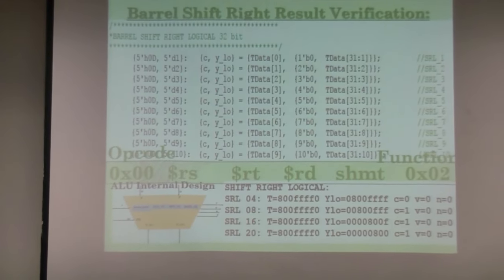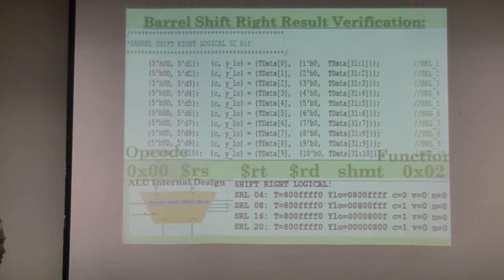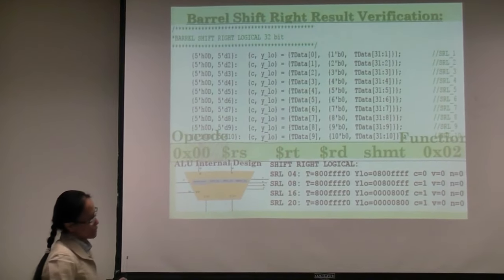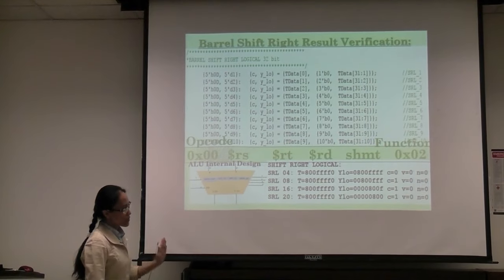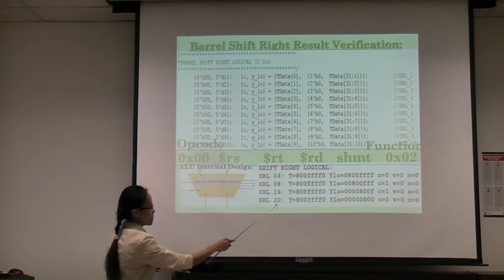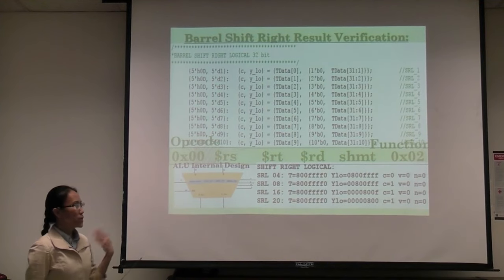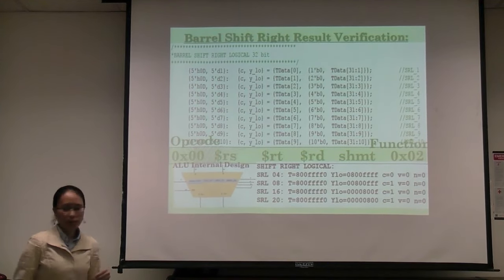And this is the shift right logical. The same principle applies when shifting to the right. Then the most significant bits are filled with 0, and for the 20 shift, the 20 most significant bits are filled with 0.